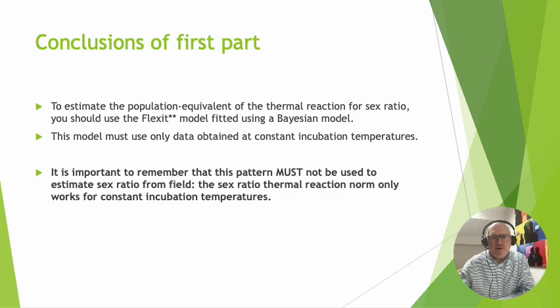The conclusion of the first video of this series was that to estimate the population equivalent of the thermal reaction norm for sex ratio, you should use the flexit double star model fitted using a Bayesian model. This model must use only data obtained at constant incubation temperature, and it is important to remember that this pattern must not be used to estimate sex ratio from the field. The sex ratio thermal reaction norm only works for constant incubation temperature.